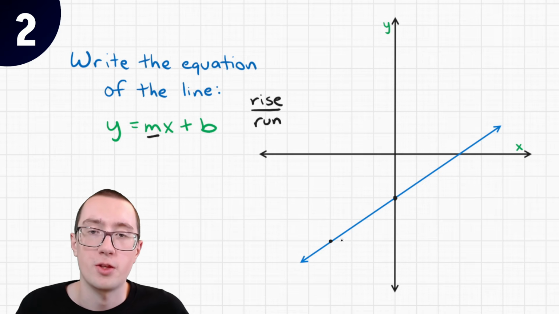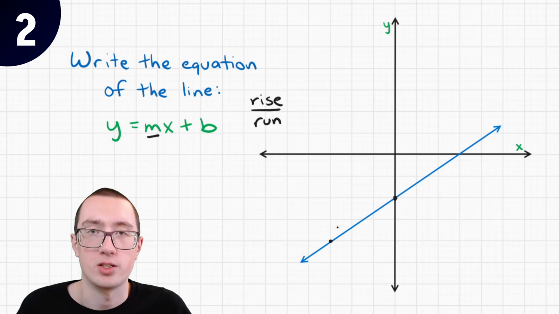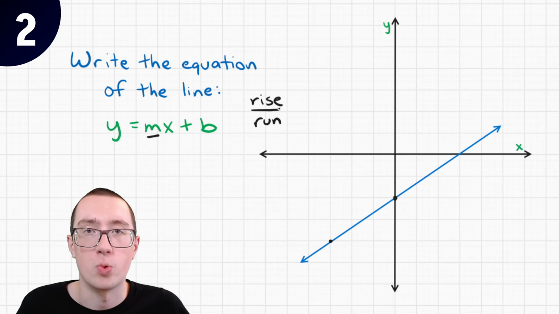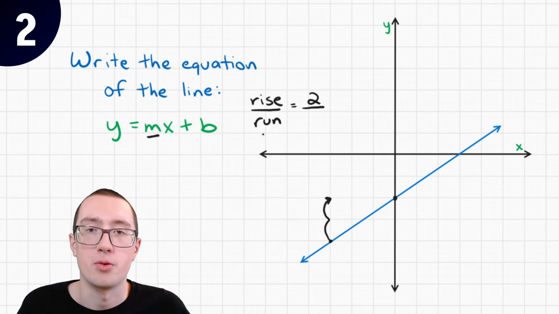So we're going to start at the point on the left, and we're going to figure out how many boxes it needs to rise and run. So to get from this point to this point, it needs to rise, or go up, 2 squares. So because it needs to go up 2 squares, the rise is going to be equal to 2. And now what about the run?